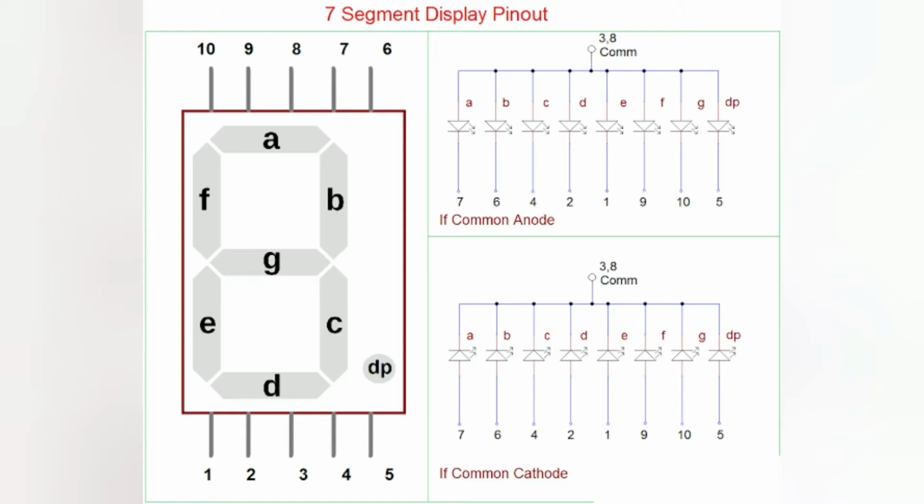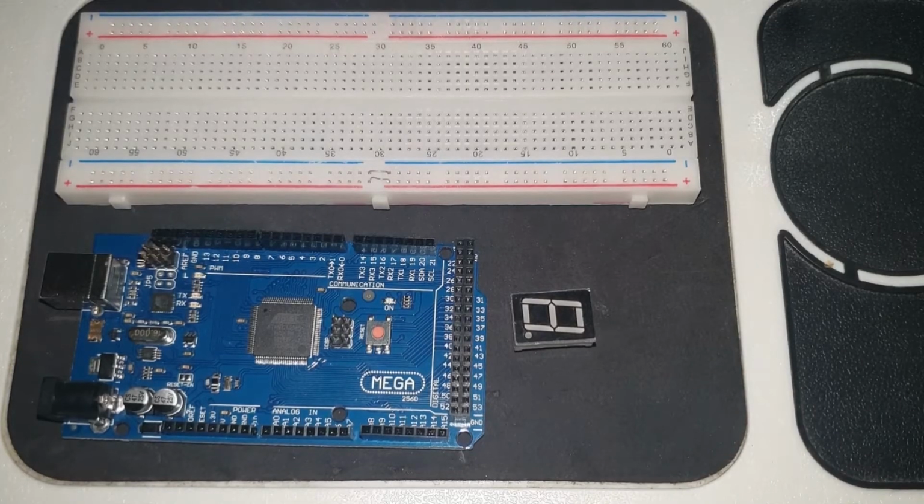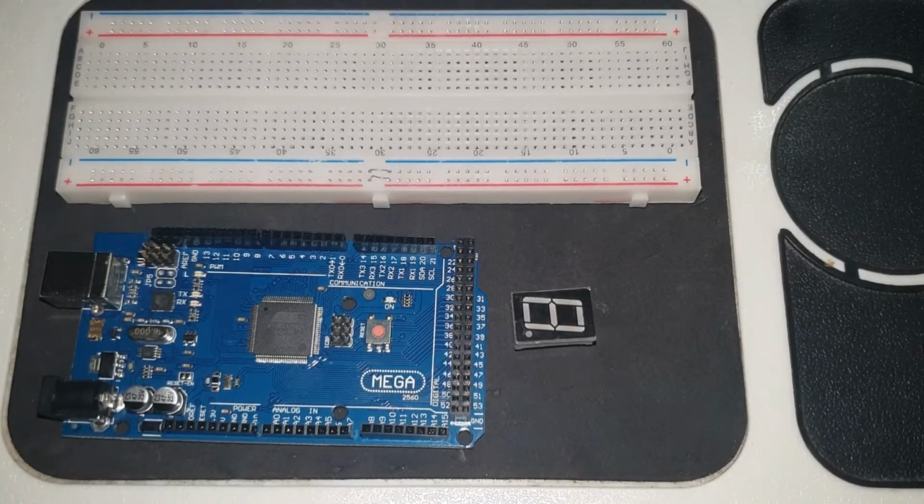Then we have 10 terminals. Bottom ones are counted from left to right and the upper ones are right to left. So this is how we are going to connect our 7 segment display to Arduino. We will connect the ground pin to the common, which is pin 8 on our 7 segment display, and we will leave pin 3 as it is for the decimal. So here we have connections for all the terminals and our ground.